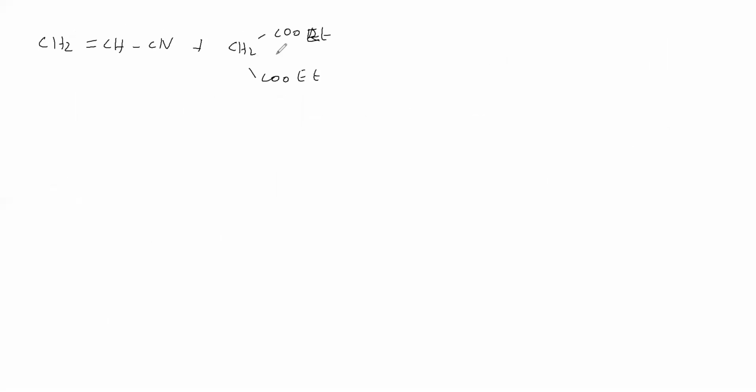As the active methylene group compound, we have taken malonic ester. It is treated in the presence of base. So what is the product we will get, that we will see. This base will abstract a proton from the active methylene group. Therefore, we will write this ester part. The base is ethoxide, and this base is abstracting the proton.